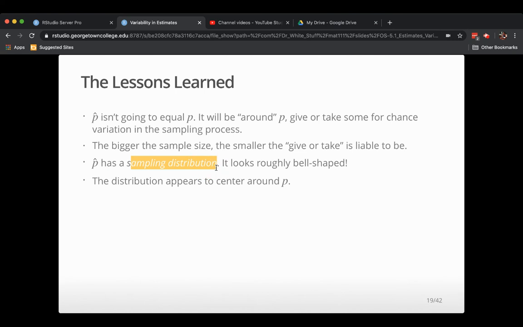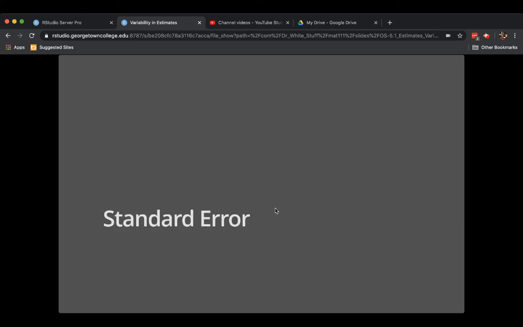Once you've got enough of those p hats together, their density curves seem to stabilize to have some particular shape. And at larger sample size, it looked roughly bell-shaped, very significant. And of course, the distribution appeared to center around that vertical line over the p. Whether the sampling size was large or small, it did seem to center around p. So I'm very interested in this give or take figure for the estimator p hat.